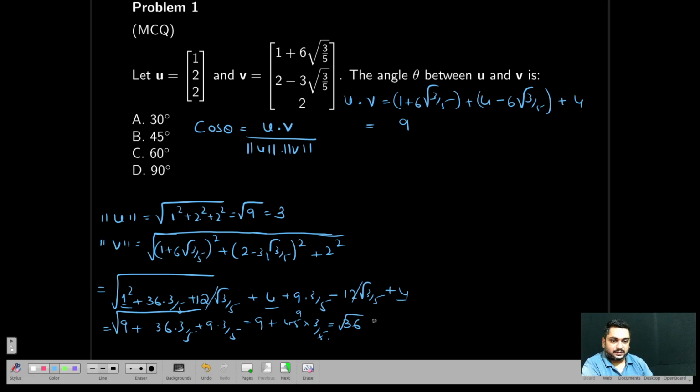Square root of 36 is 6. So cos theta is equal to 9 divided by 3 into 6, so 1 by 2. So theta is equal to cos inverse 1 by 2, that is equal to 60 degrees, right? This is the answer.